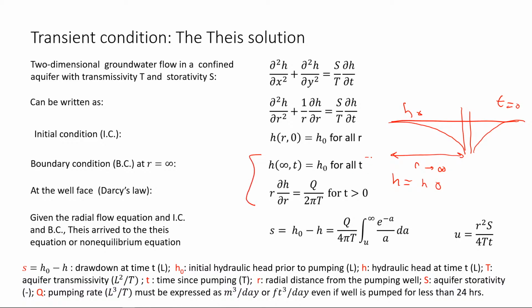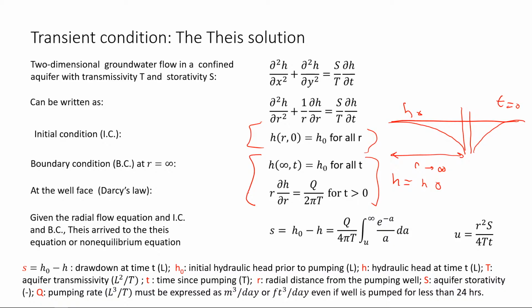And given this initial and boundary condition, Theis found he didn't know how to solve this. He knew that this equation is valid, but he didn't know how to solve it because he was not a mathematician. He just knows that this is true, that this is the governing equation.